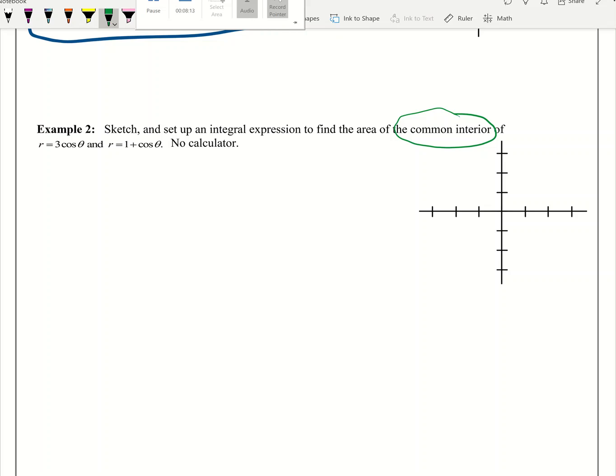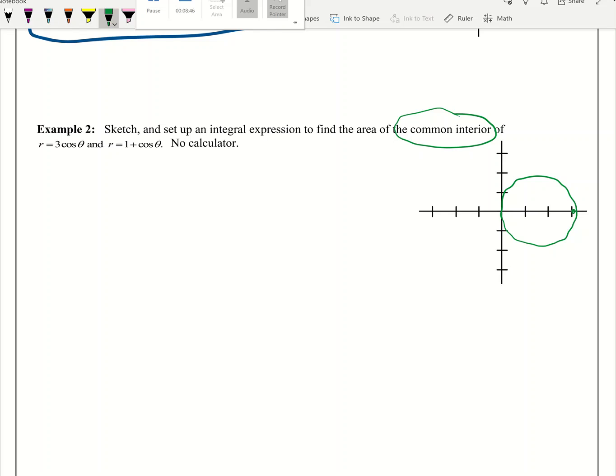Well, r is equal to 3 cosine theta is a circle with a diameter of 3, and this is going to be using a diameter right here along the x-axis. r is equal to 1 plus 1 cosine theta is a cardioid since a and b are equal to the same value. And so this is going to be a heart shape, and if I graph this, I'm going to improve my circle just a little bit to make sure I'm staying over on the first and fourth quadrants. That's better.